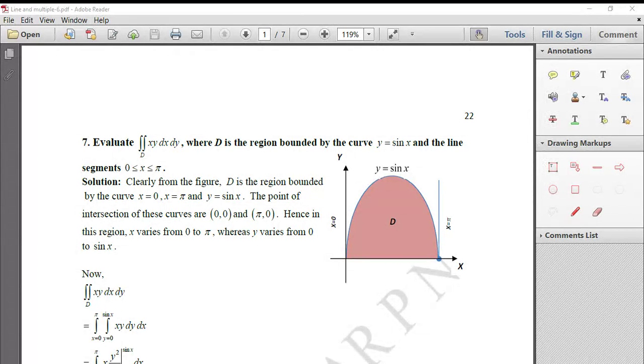Let us continue the discussion on evaluating double integrals. Now, the first problem is: evaluate the double integral of xy over the region D, where D is the region bounded by the curve y equal to sin x and the line segments from 0 to pi.